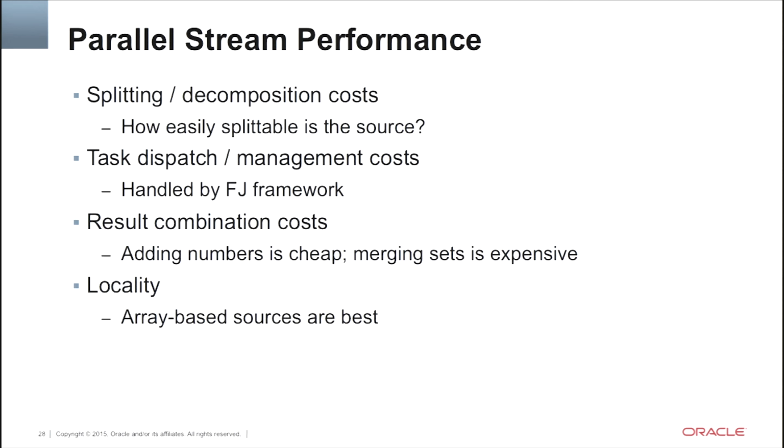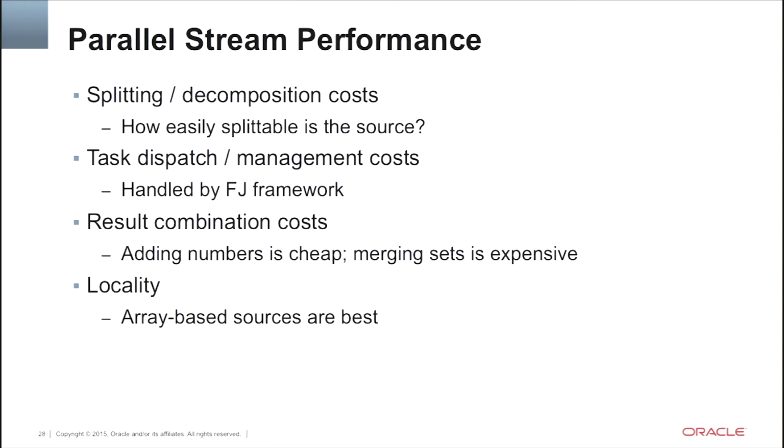Okay, so let's say we want to use parallel streams. How do we know whether we're going to get good performance out of it? Well, we had a bunch of factors that steal away from parallel performance, in an earlier slide. Let's apply them all to streams. Splitting and decomposition costs. How well does your source split? Well, your source could be a collection. It could be an array. It could be a generator function. It could be anything.